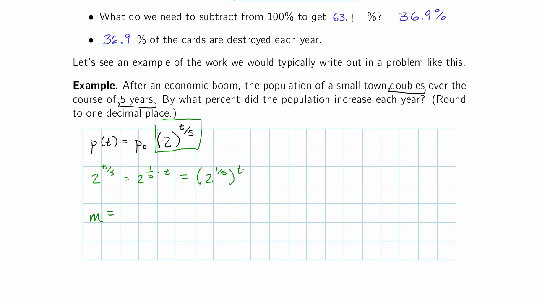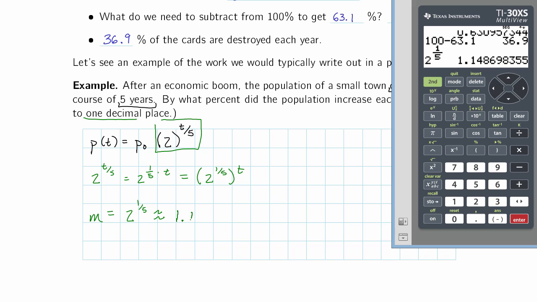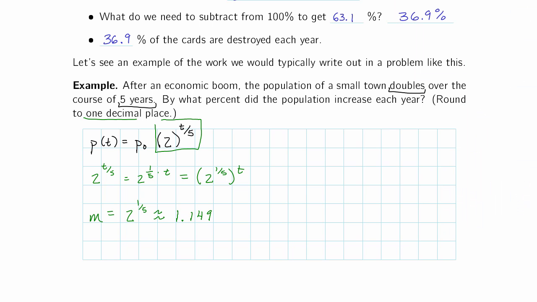which we can call m if we'd like, is 2 to the 1/5, which is about, I want to give a percent to 1 decimal place, so I'm going to round this to 3 decimal places. 2 to the 1/5 is about 1.149. Okay, so this multiplier is bigger than 1. The population is going up. We're going to have a percent increase.